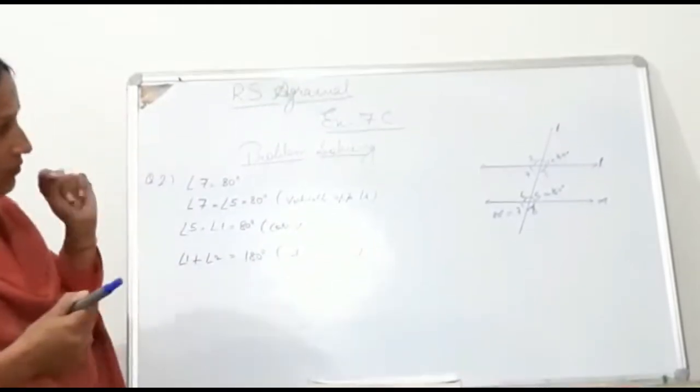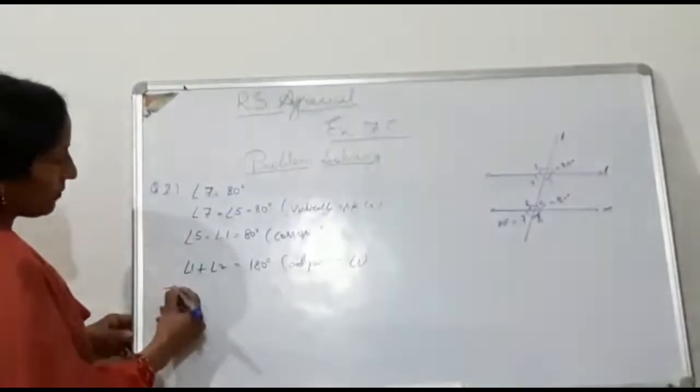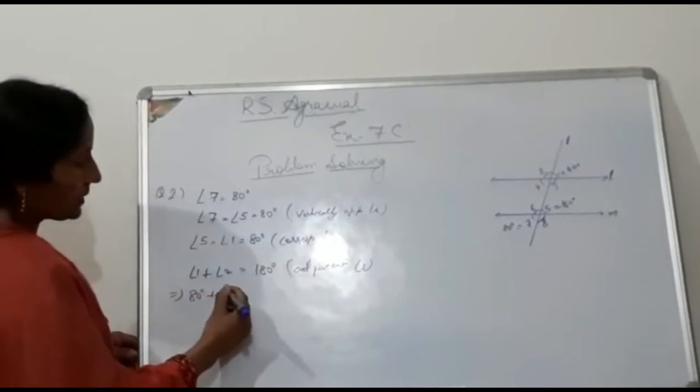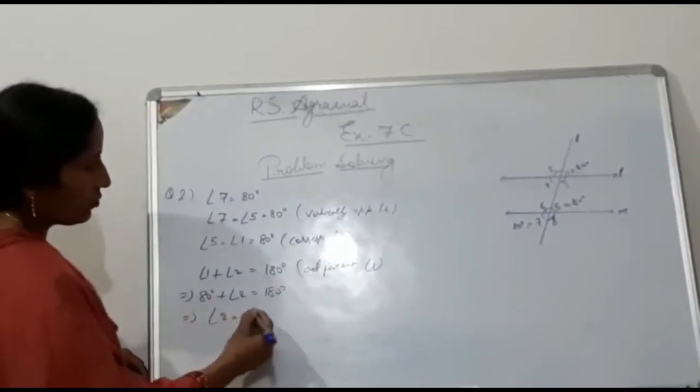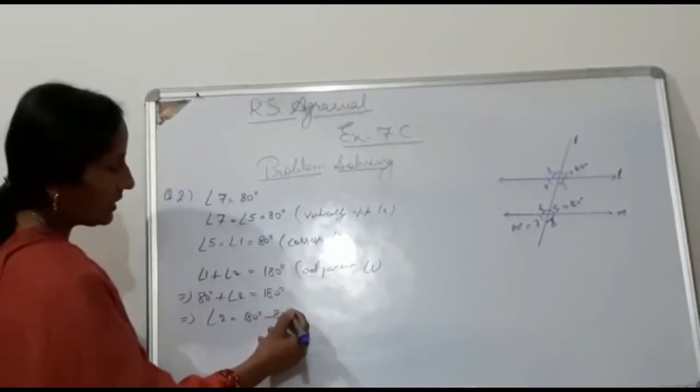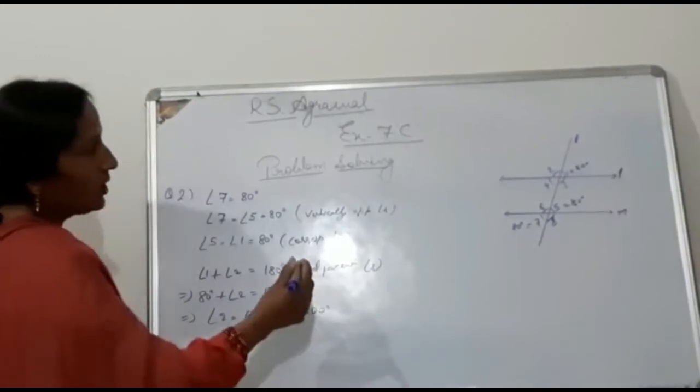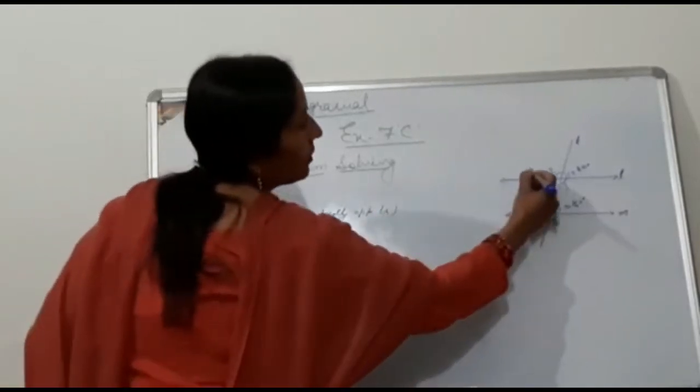So we know angle 1 is equal to 80 degrees, just now we found. So 80 plus angle 2 is equal to 180. So angle 2 is equal to 180 minus 80, which is equal to 100 degrees. So we got here angle 2 as 100 degrees.